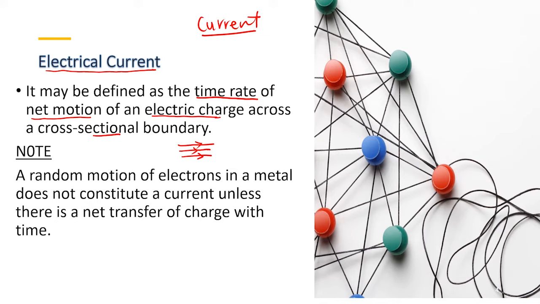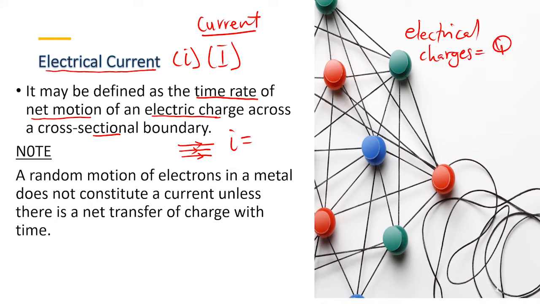Mathematically, we denote current by the letter I. In our studies, we are going to use I for current. From the definition, we can write an equation for it: current is the time rate of net motion of electrical charges. Where electrical charges, let's call them charges. The charges should be denoted by what?